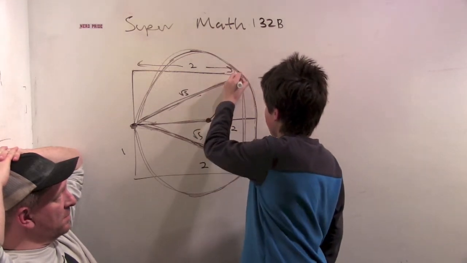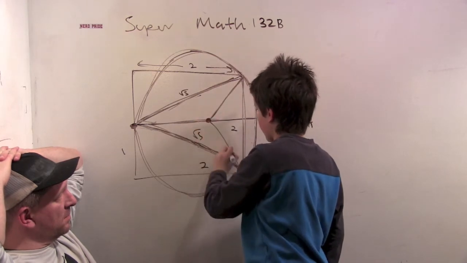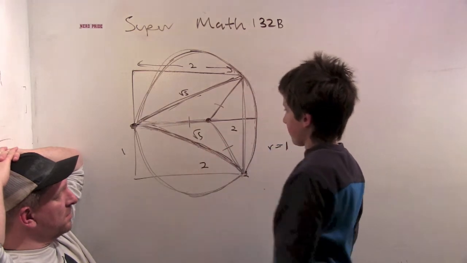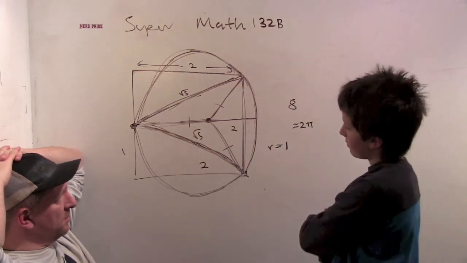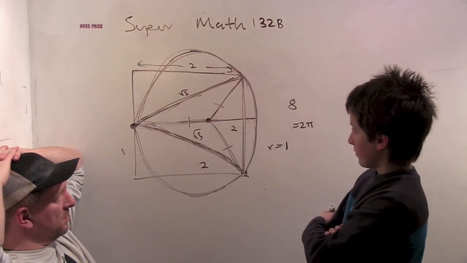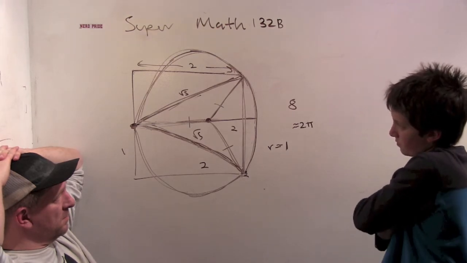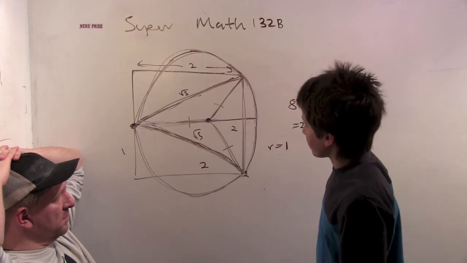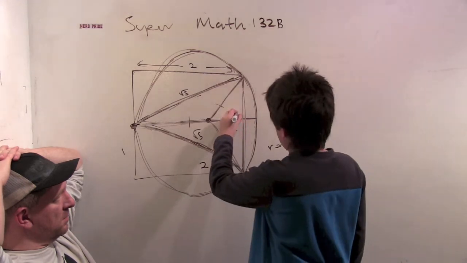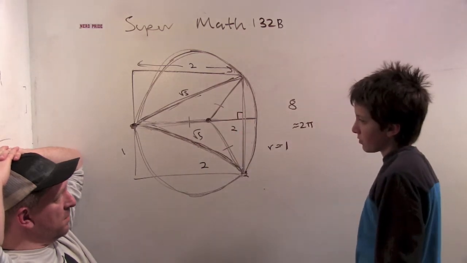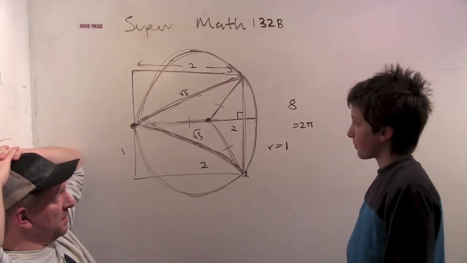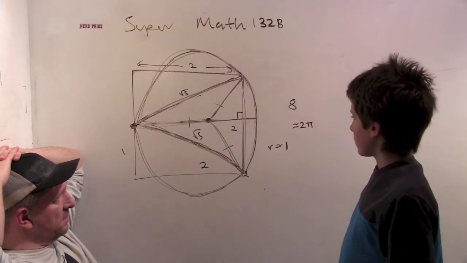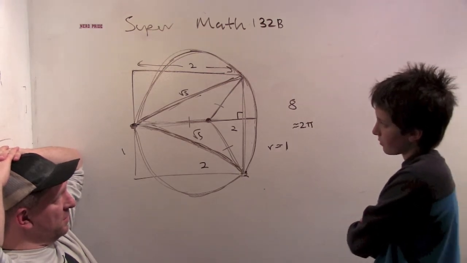The radii are all going to be the same. It just happens that this radius is perpendicular. It's because it's an isosceles triangle. So now you have a circumcircle.